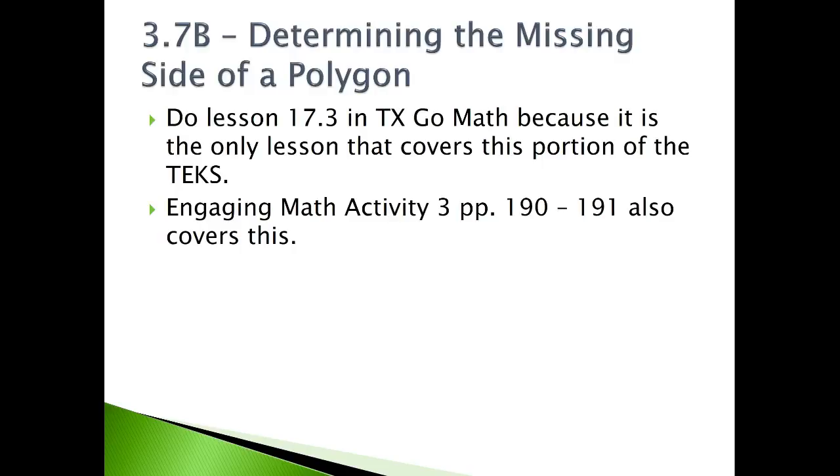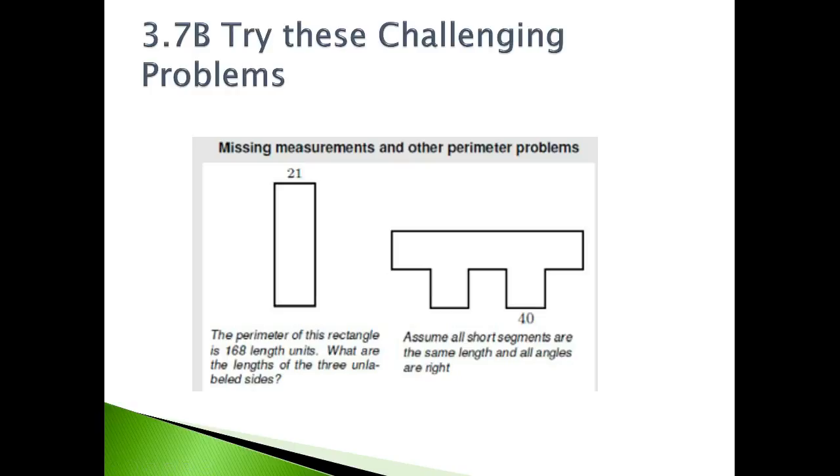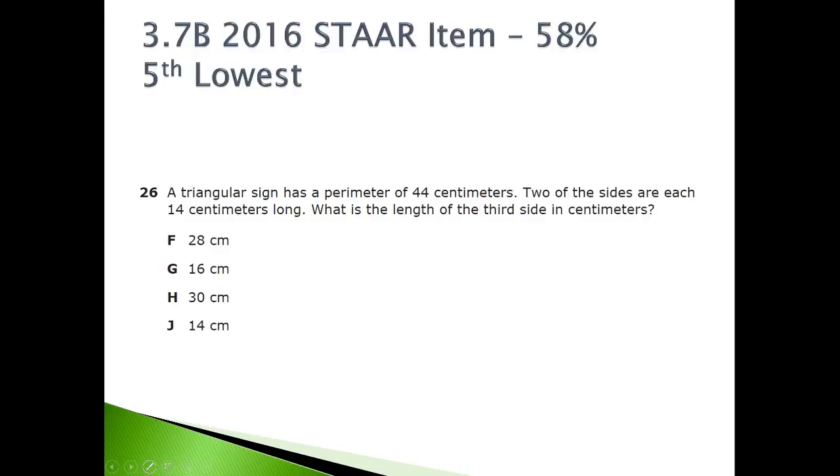Now notice the very first bullet, do lesson 17.3 in Texas Go Math, because it's the only lesson that covers this portion of the text of determining the missing side of a polygon. Also, the Engaging Math activity, pages 190 and 191, also covers this. To challenge your kids, you might want to use these problems and see what they come up with, and they can explain to the class how they solved their problem.